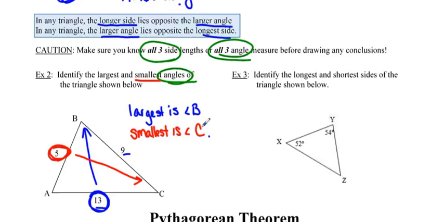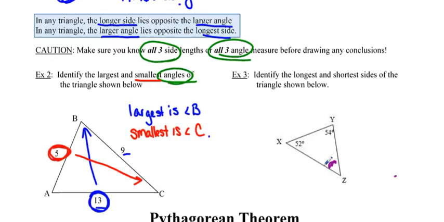In example 3, they want us to do something similar, except in this particular example, they've given us the angle measures as opposed to the side lengths. So one of the angles in the triangle has a measure of 52 degrees. The second angle has a measure of 54 degrees. And before we can draw any conclusions, we need to find the measure of that third angle in the triangle. So I'm going to use my calculator to add the 52 and the 54.